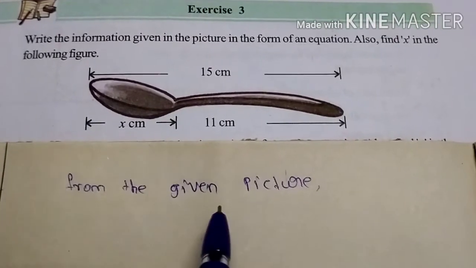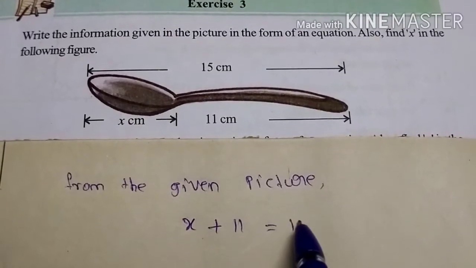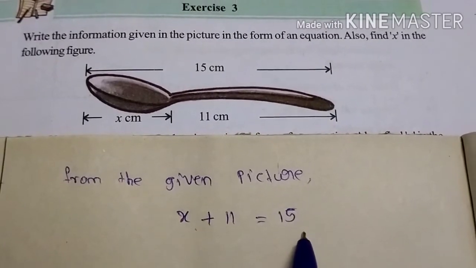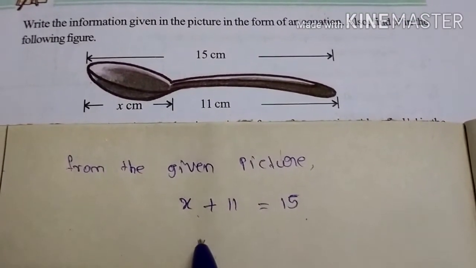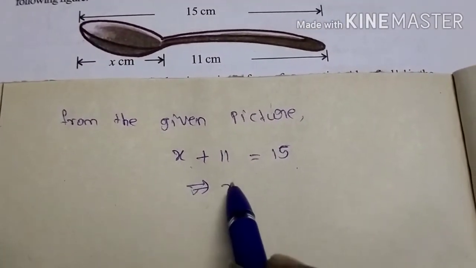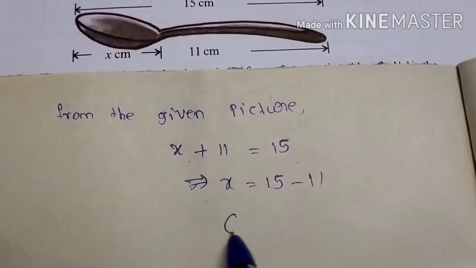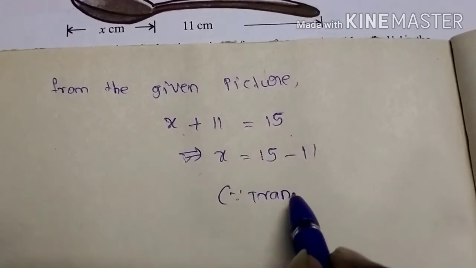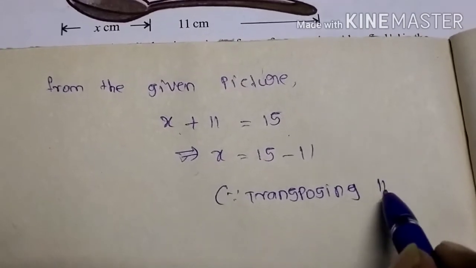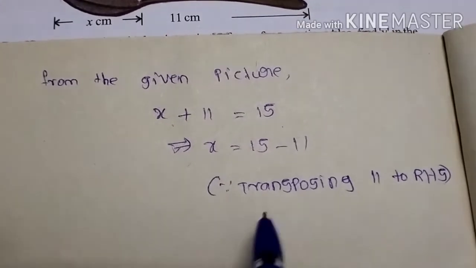First you need to write an equation. How can you express it? x plus 11 is equal to 15. Yes or no? See here, x plus 11 is equal to 15 centimeters. You can transpose 11 to RHS. That means you can write x is equal to 15 minus 11. In the brackets you can write transposing 11 to RHS.